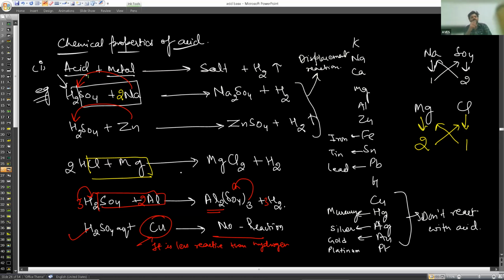So if I ask you a simple question: how will you test the production of hydrogen gas? Means how can you determine whether the gas produced here is hydrogen or carbon dioxide? This question comes in examination: how can you test for hydrogen gas? This is a very simple answer. Hydrogen gas, there will be a pop sound. Getting the pop sound.